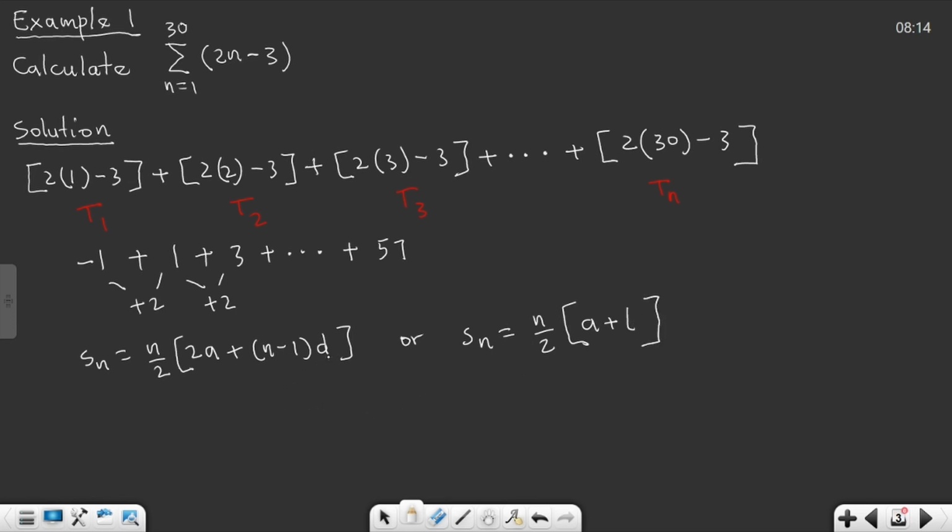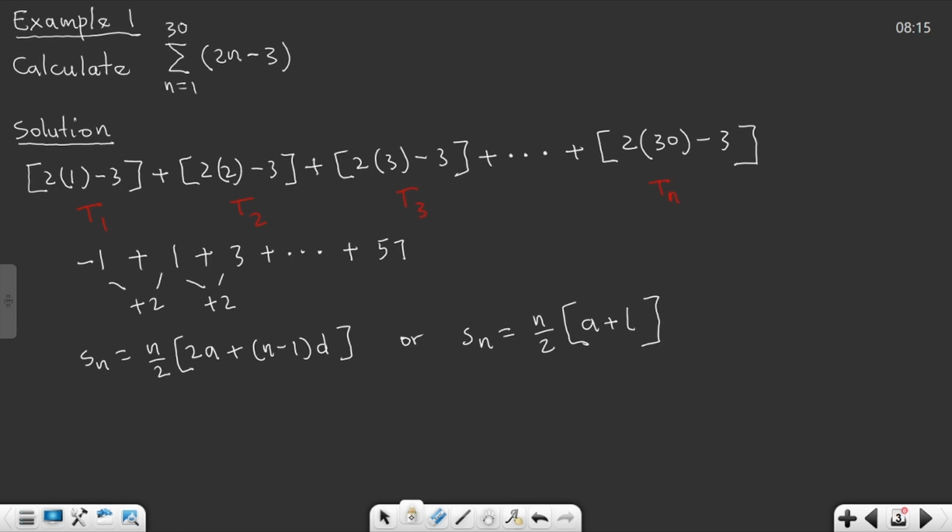So you have your D, which is the common difference. It is 2. You have A, which is your first term. In this case, the first term is negative 1. And then you have N. We don't know N. I'm going to show you how to find N. So you can use either of the formulas. I'm going to use this one, where you have your first term plus your last term in bracket. So N is the number of terms we are dealing with. We want to find how many terms we are adding up to find the sum.